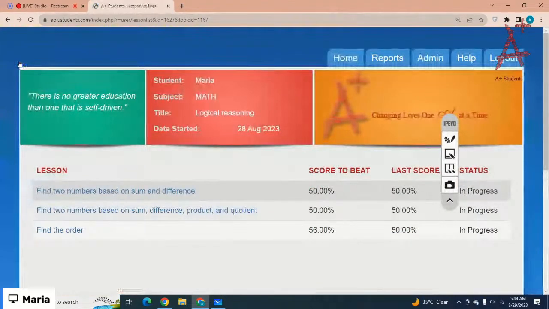So, we're working on grade 4 maths. The chapter we're working on is logical reasoning. The lessons we have covered today are find two numbers based on sums and difference, product and quotient, and find the order. So please make sure before the next session you complete all the practice questions for the lessons we did today. If you need more help with any of the lessons, you can contact any tutor on Skype.